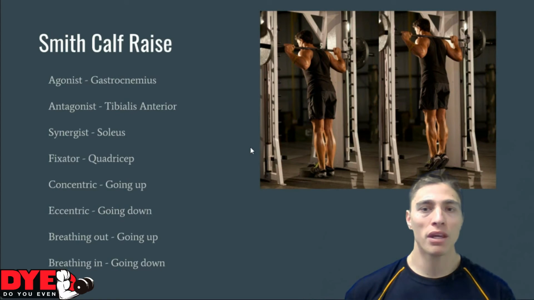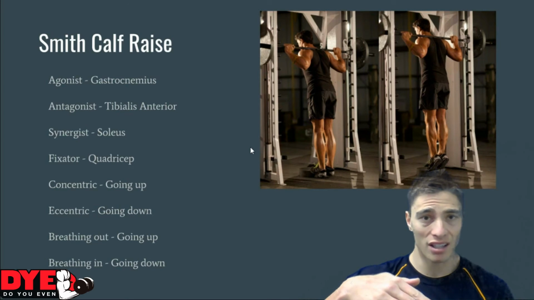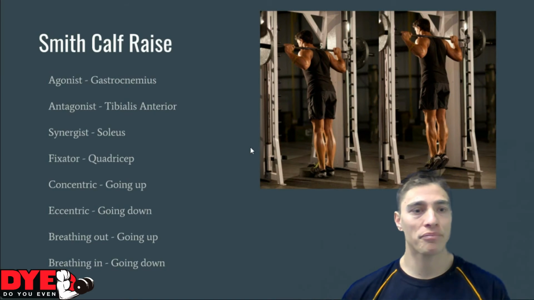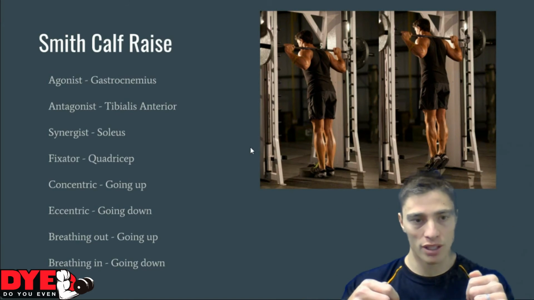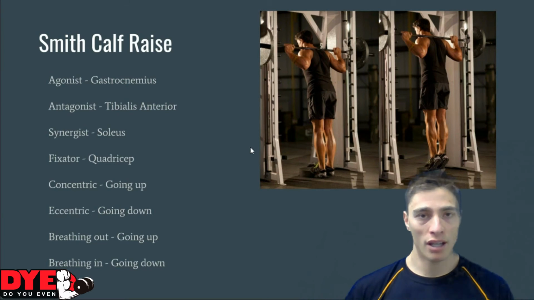Why our quadricep? One of the key technique points to our Smith calf raise is to keep your legs nice and straight, so your quads, boom, they keep your legs nice and straight. Concentric going up, eccentric going down. Breathing out as you're working, so going up, in as you're lowering.